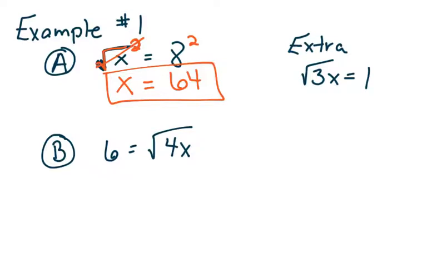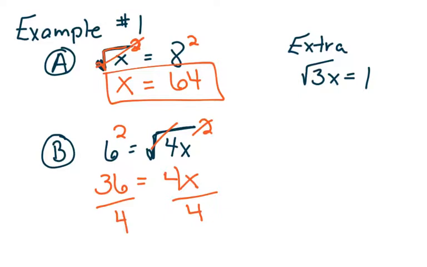All right, on our next one, we have 6 equals the square root of 4x. Again, we need to get rid of this square root symbol. The opposite of taking the square root of something is to square it, so I'm going to square it. That gives me 36 is equal to 4x, since the square root and my square cancel each other out. Now I need to finish solving that. To get x by itself, I divide both sides by 4, and in this case, x equals 9.